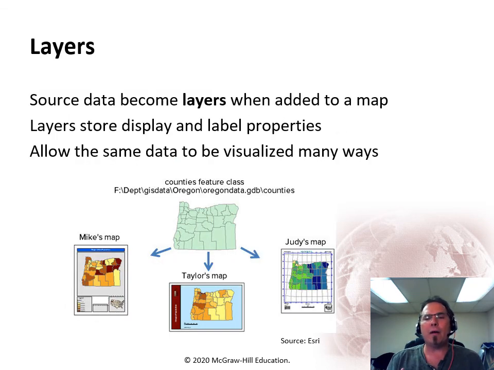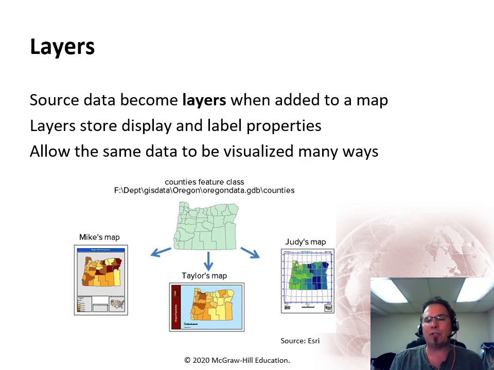So if you have data sitting out on a hard drive or a cloud server somewhere, and you add that data to your map, it becomes a layer. Now layers within the map store, display, and label properties. And you can have multiple people accessing one piece of data all at the same time and making maps that look vastly different, as you can see in this particular slide. So that's sort of the beauty of GIS.